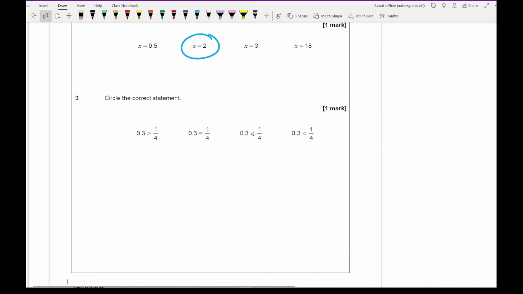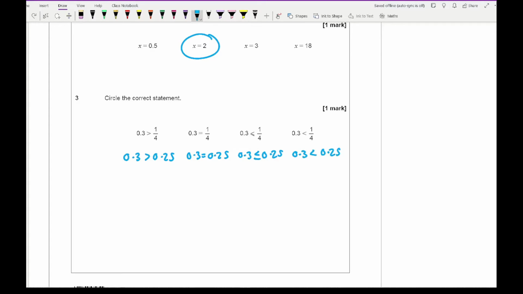Question 3, circle the correct statement. So again here we're introducing inequalities. Because we've got a mixture of decimals and fractions, what you want to do is convert it so that they're both the same. Now, personally speaking, I'll definitely convert the fractions into decimals. So here I've got, a quarter is 0.25, 0.3 is equal to 0.25, 0.3 is greater or equal to 0.25, and 0.3 is less than 0.25.